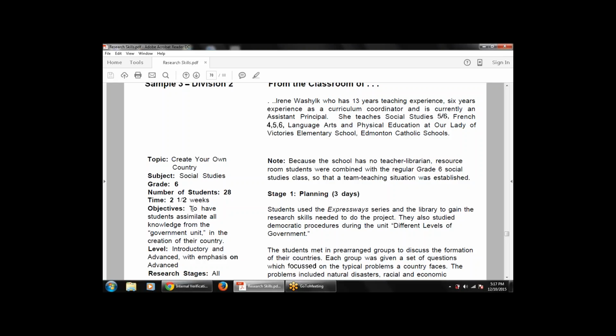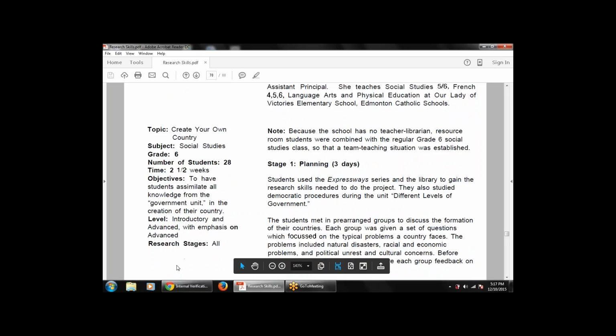Then what is the main objective? To have students assimilate all the knowledge from the government unit, that is, to gather information and gain knowledge from the government unit in the creation of their country. Then what is the level? That is introductory and advanced, with emphasis on the advanced. And what is the research stage? That is available on all the stages.